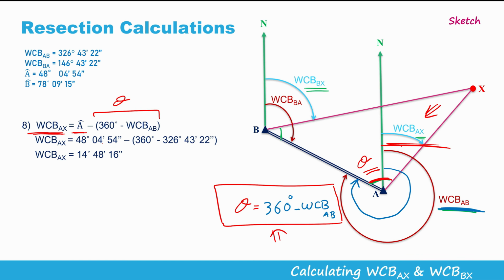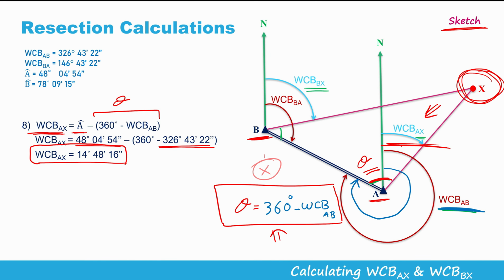So let's calculate the value. Angle A, 48 degrees, 4 minutes and 54 seconds, minus 360 minus the whole circle bearing of AB, which is 326 degrees, 43 minutes, 22 seconds. And this is the whole circle bearing of AX value for this case. In this case, we have station B here, station A here, and station X in this location. And it would be, of course, different from triangle to triangle. If X is here, the whole circle bearing of AX and BX would be completely different. But if you have a nice sketch, you would be able to calculate the whole circle bearing of AX and the whole circle bearing of BX easily.